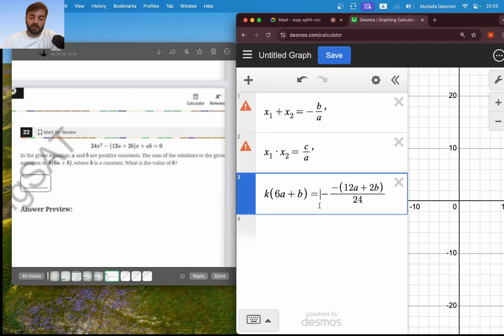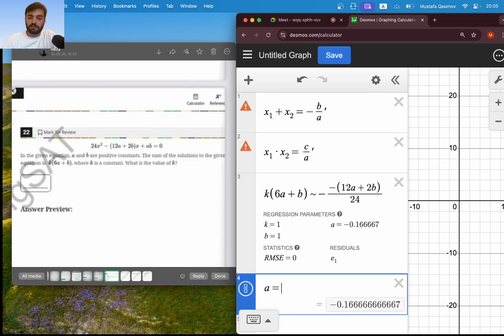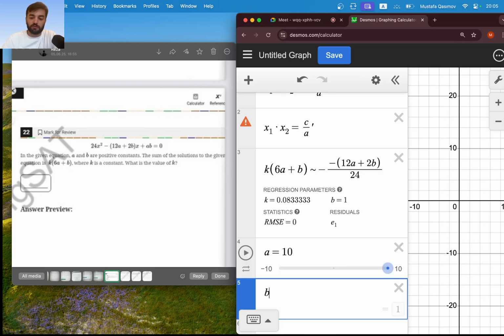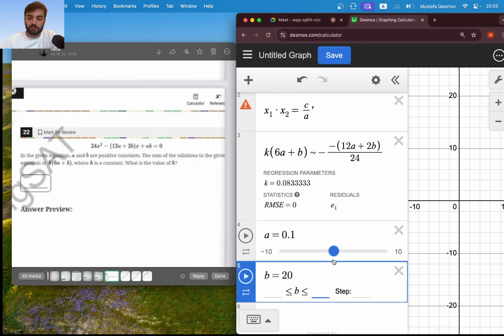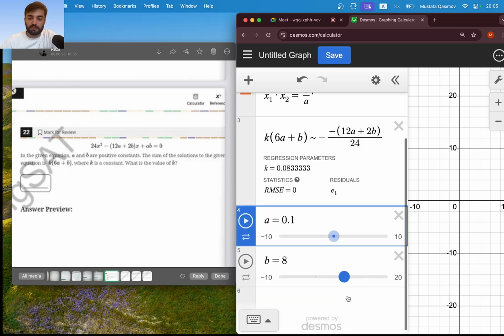But instead of that, you can also write it like this. A is equal to, for example, 10 and b is equal to 20. If you change them, it will not change, so it means that it is correct. Any question from here, Reza?